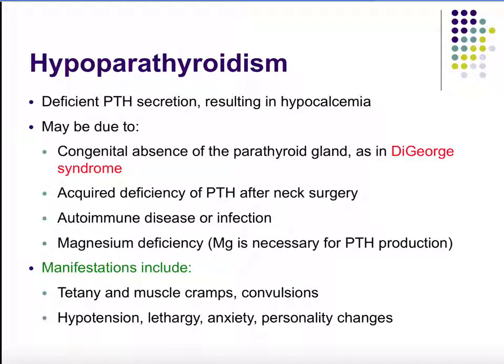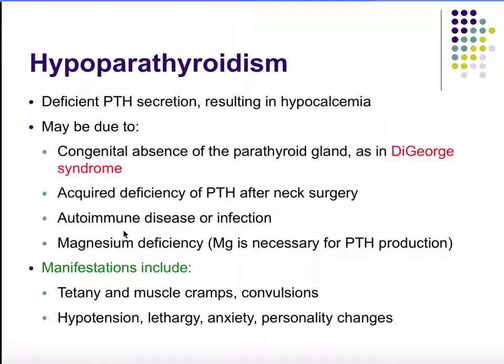Parathyroid hormone. So hypoparathyroidism would be too little parathyroid hormone secretion. So if we know that parathyroid hormone raises blood calcium, not having enough will result in low blood calcium, which is hypocalcemia. Emia, blood; hypo, low; calcium. So this may be due to a congenital absence of the parathyroid gland. So some people are born without parathyroid glands, and this is known as DiGeorge syndrome. Or it could be acquired, maybe after neck surgery it was removed.